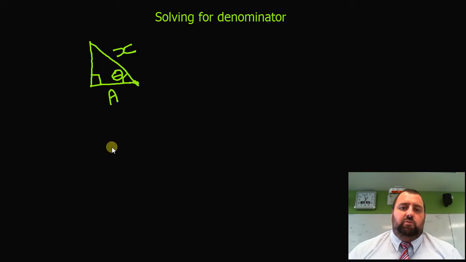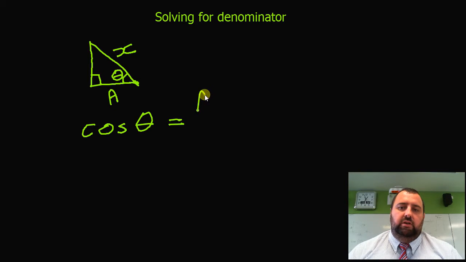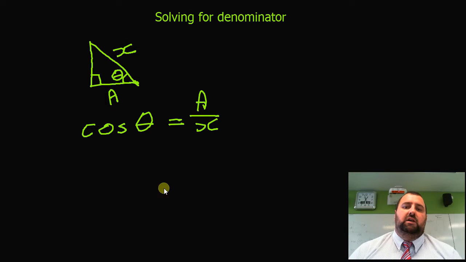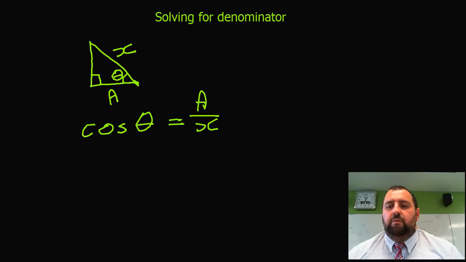Now in this case, we know that we're going to use the cos rule, so cos theta equals adjacent over x. So in order to solve for the denominator, it gets a little bit tricky. I'm going to show you exactly how we do it, and then I'm going to show you the shorthand way that we write it. So we need to get x by itself.